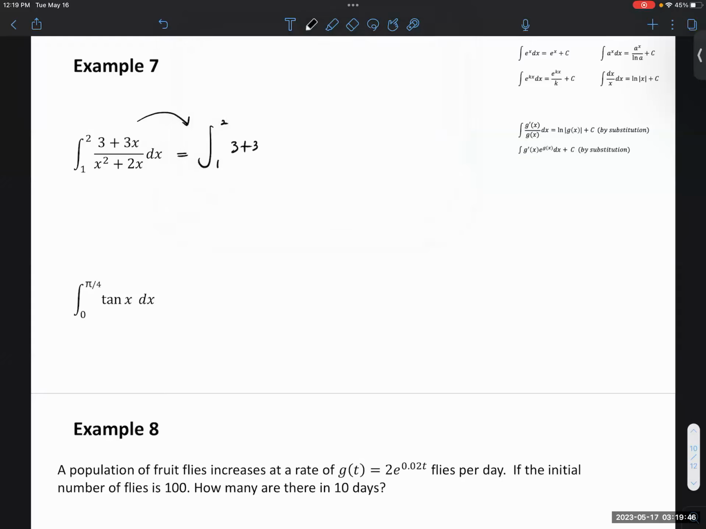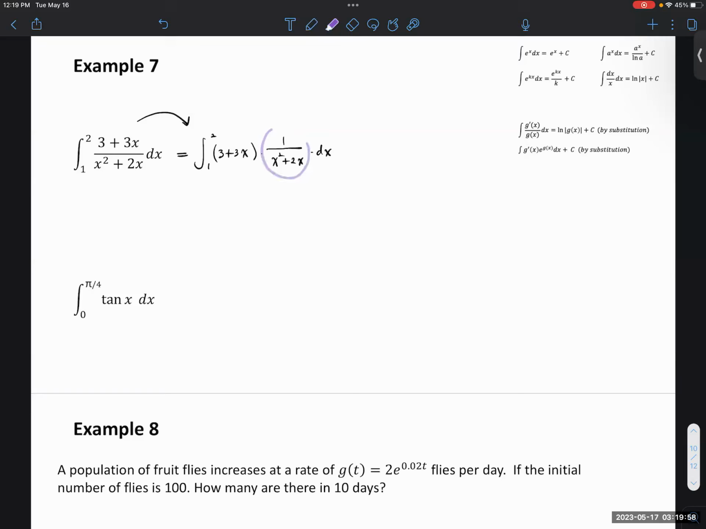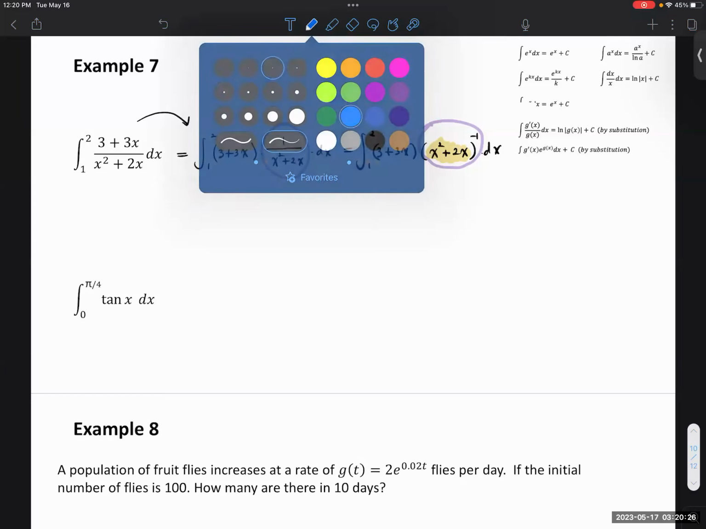We have a 3 plus 3x. You remember this question? 1 over x to the second plus 2x dx. Why? Because I want to find out the sub, because this is going to be 1 to 2, 3 plus 3x times x to the second plus 2x to the negative 1 dx. So they're going to be reciprocal so that I can find out x to the second plus 2x has been subbed. But this time, we have a specific interval, 1 to 2. Later, we're going to convert it. So let's do this work. We did this one, but let me try it again.